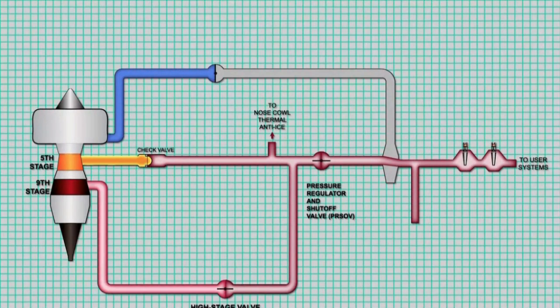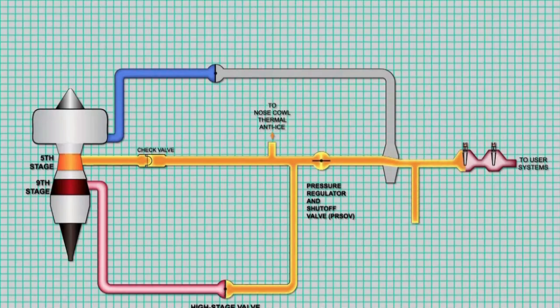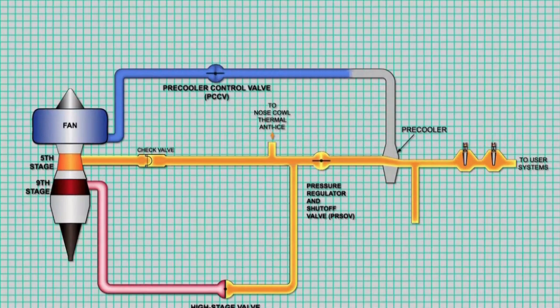Note that bleed air is extremely hot and must be cooled before being sent to the AC packs. The pre-cooler is an air-to-air heat exchanger that uses engine fan air to cool the bleed air.